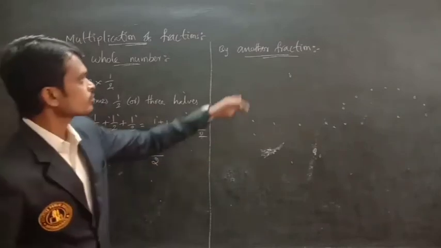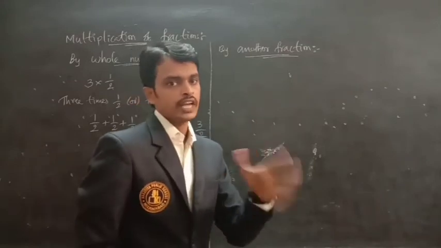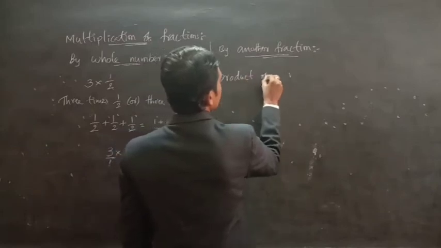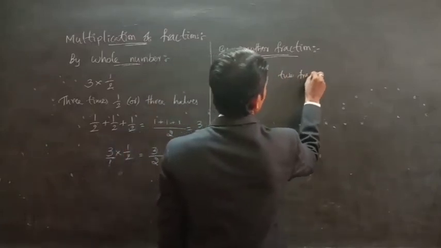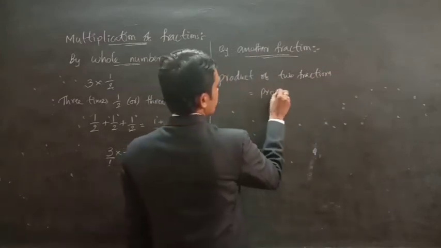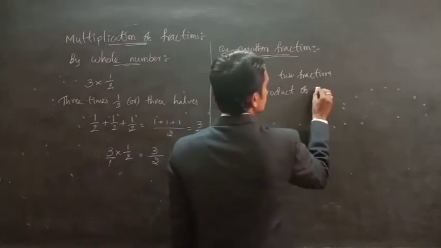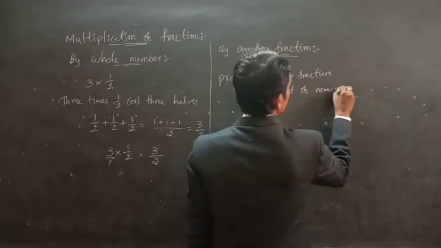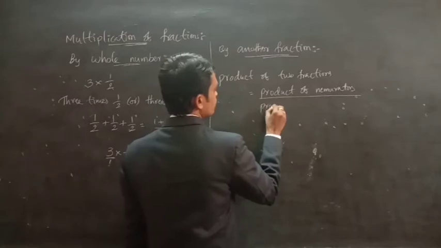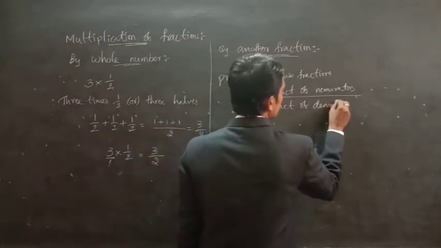So next we are multiplying a fraction with another fraction. Here we have a formula. Product of two fractions is equal to product of numerators by product of denominators.